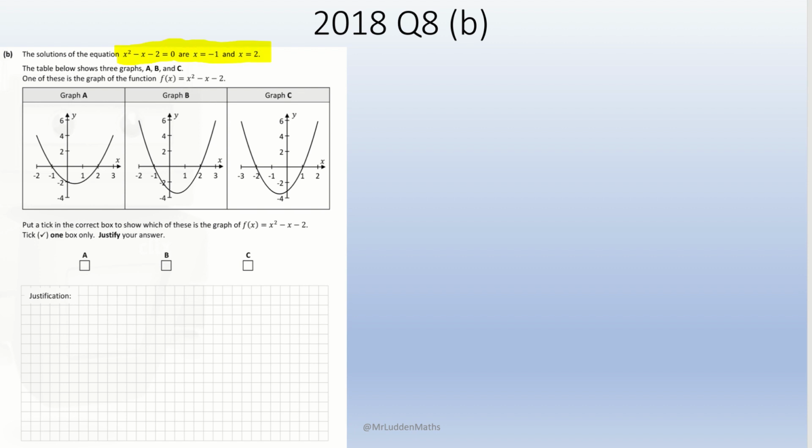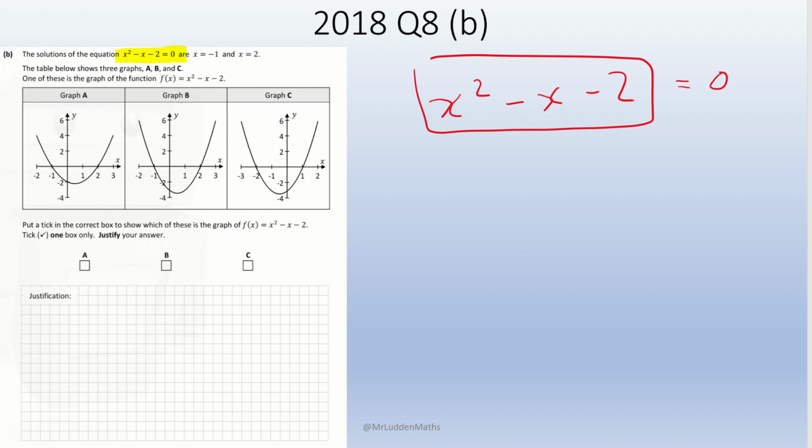Oh, and they've given you two pieces of information here. We'll have a look at that in a minute. You have x squared minus x minus 2 is equal to 0. So that right there is your function. And you need to be able to tell me about what's going on here.